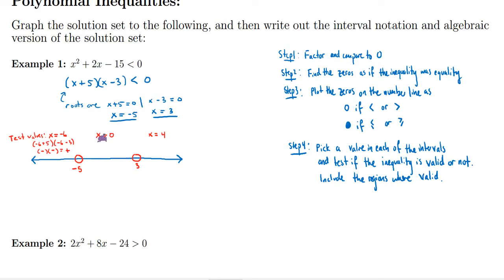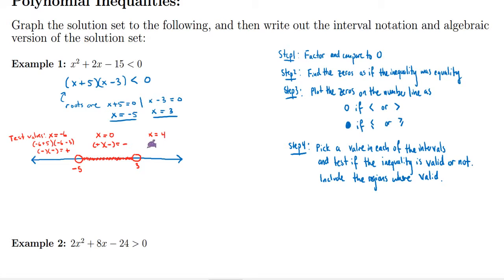What happens if I plug in 0? If I plug in 0 here, then what do I get? You could do this: 0 plus 5, that's a positive. 0 minus 3 is a negative. So this is a negative, and negative is less than 0. So what that means is we're going to include this whole region. The inequality is valid here, right? If I plugged in 0, 0 plus 5 is positive, 0 minus 3 is negative, negative times positive is negative, and that means I'm getting a negative number here. So everything in there is going to be a negative.